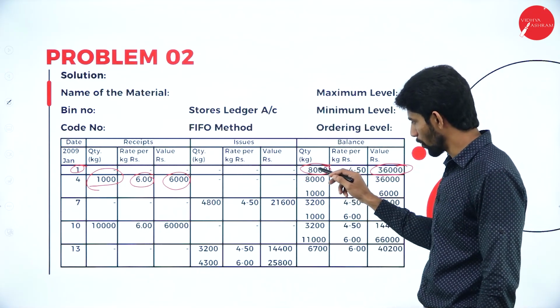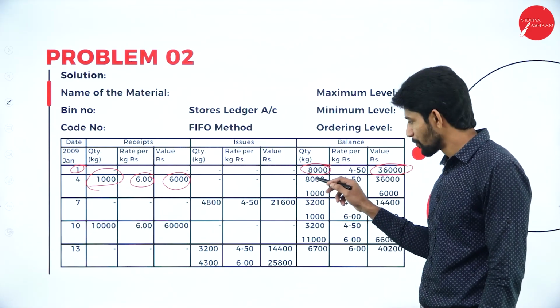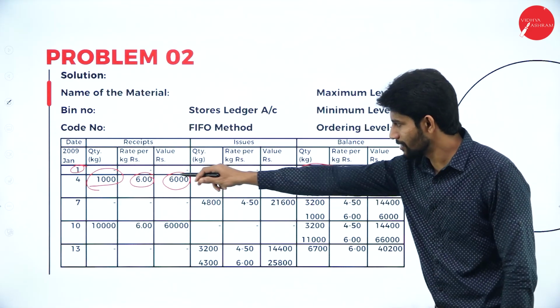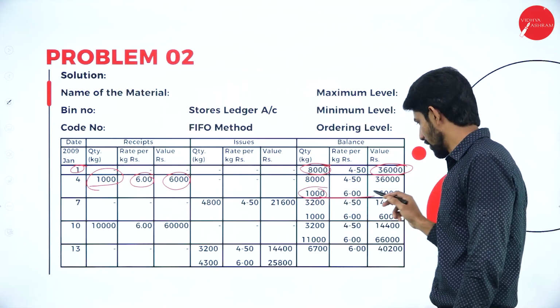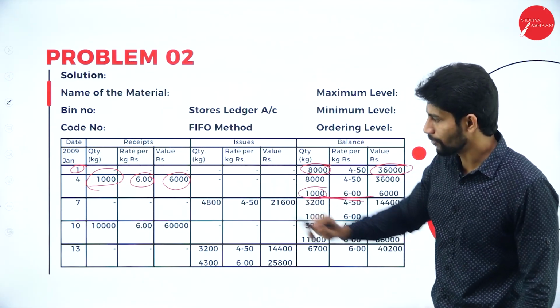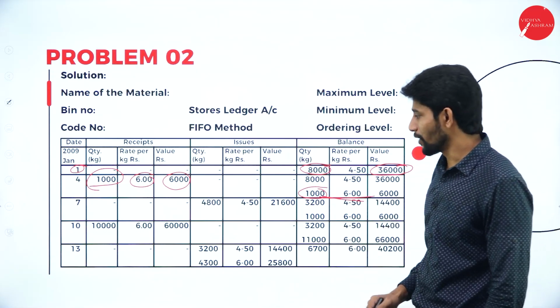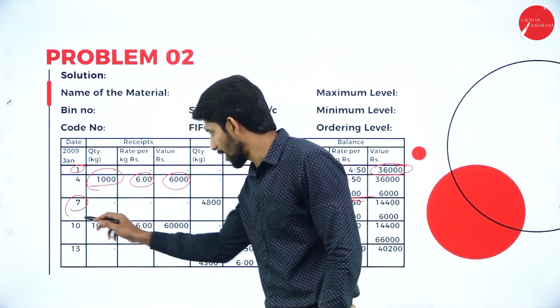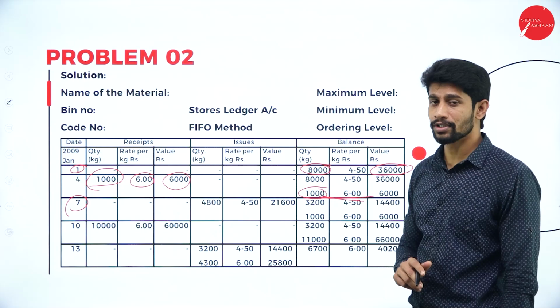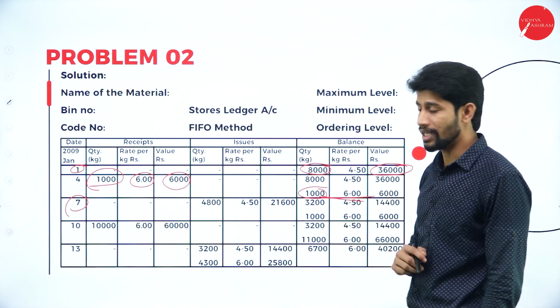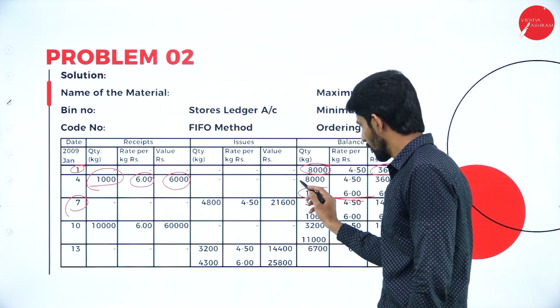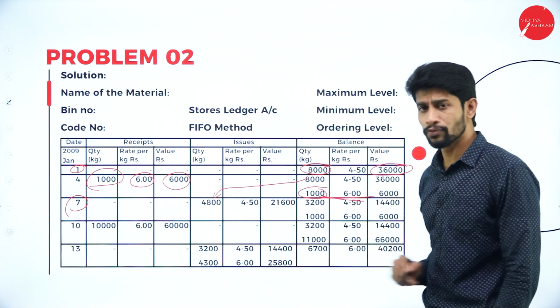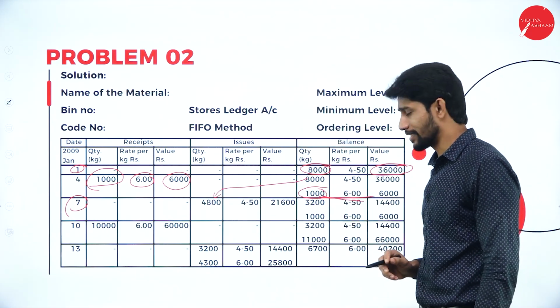So first to show the old balance, that is 8,000 units. Then write the newly purchased one, that is 1,000 units, and close the entry for the date of 4th Jan. And on 7th Jan, what is the entry? On 7th Jan, we issued, how much we issued? We issued 4,800 units. So you issue 4,800 from this 8,000.